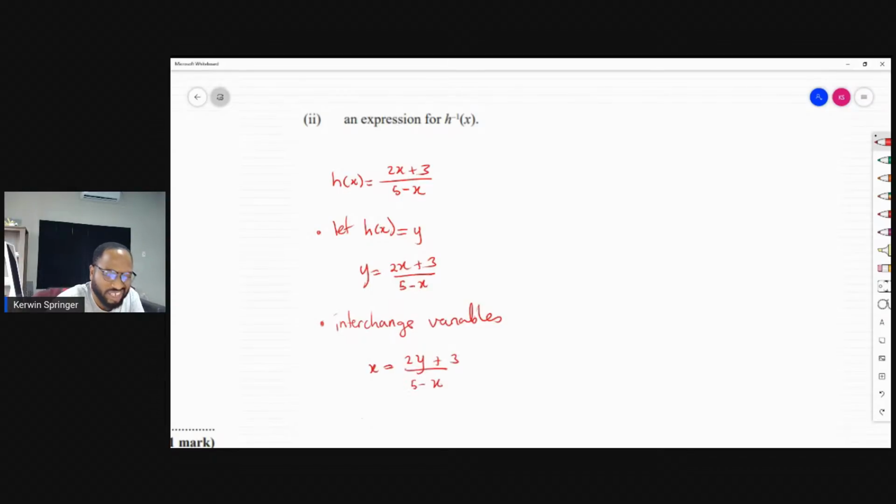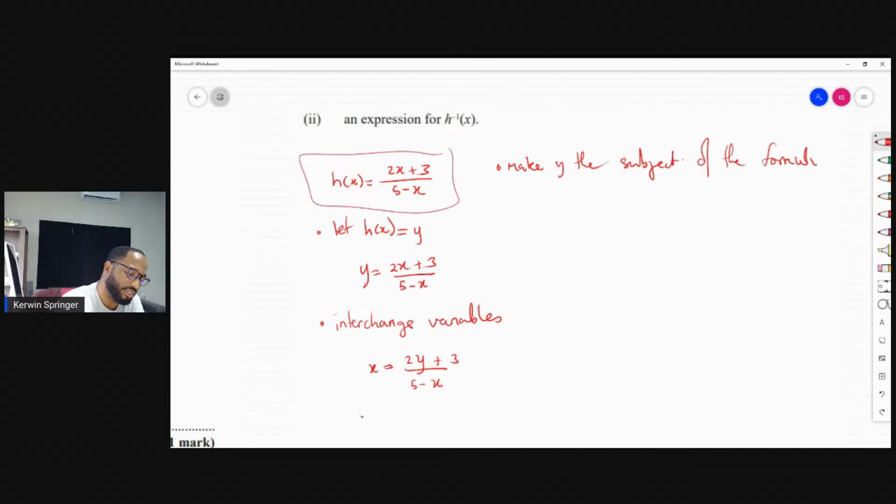And the final step, well, kind of the final step, is that you want to make y the subject of the formula. Now, this is the part where students struggle, and CXC always bring in these ones. If it was something simple like y equal 2x plus 3, and you need to interchange and then make y the subject of the formula, that's easy. There's just one variable. But this has, sorry, there should be a y here. This has two y's here, you know?